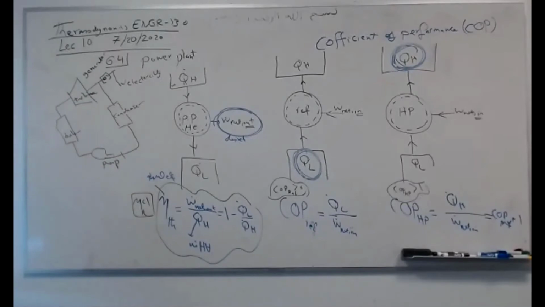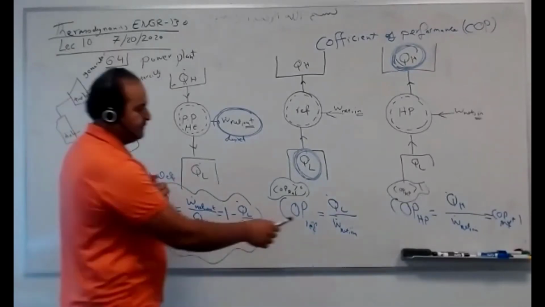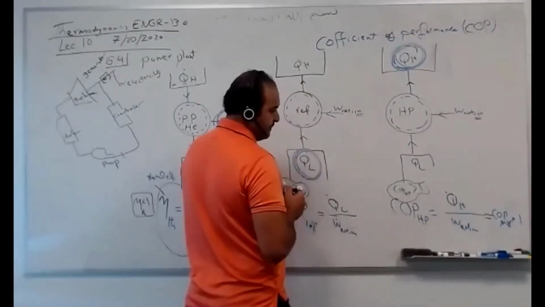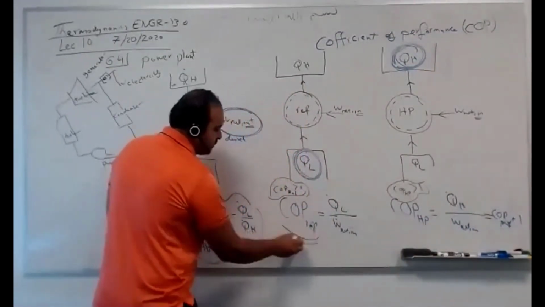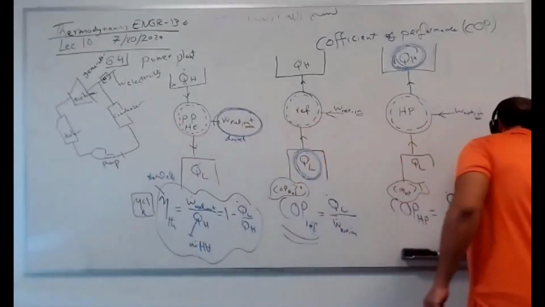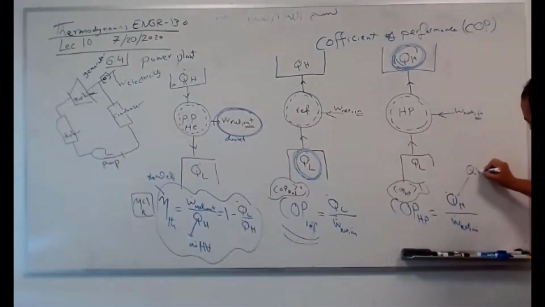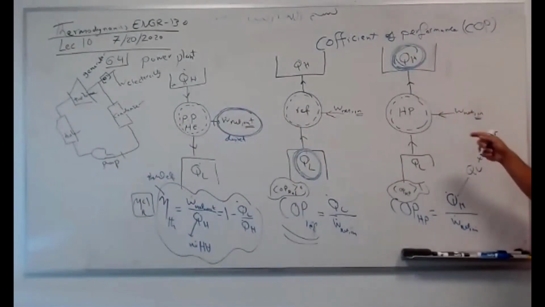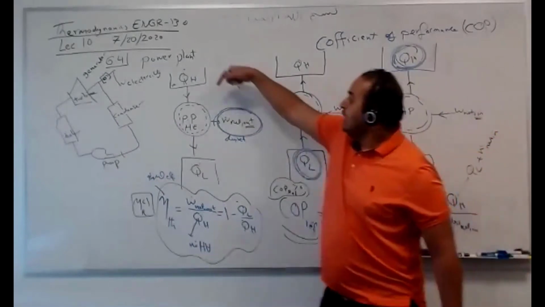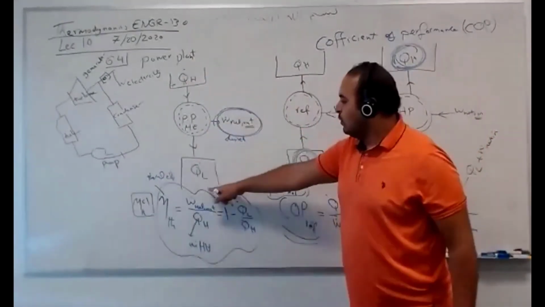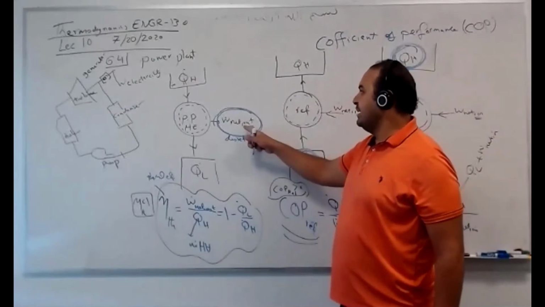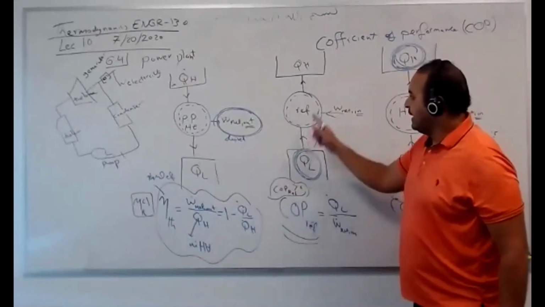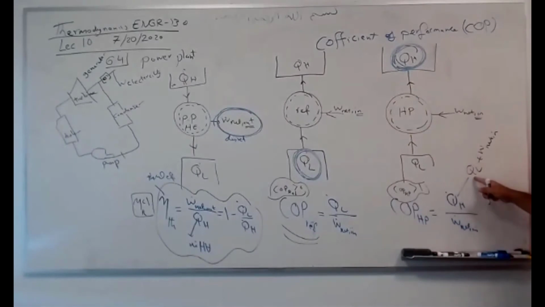Professor, what does this say, COP-HP, on the other side? You put COP at the end of the equation. It's COP of refrigerator plus 1. If you want to derive it, it's so simple. This one is Q low plus W net in, correct? Always this plus this equals this. Q low plus W net in equals Q high.